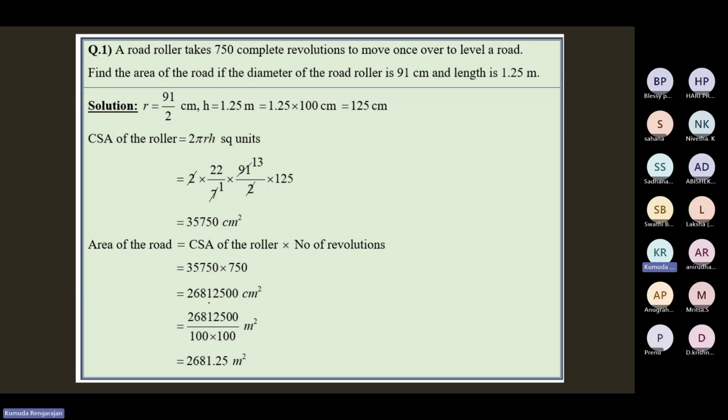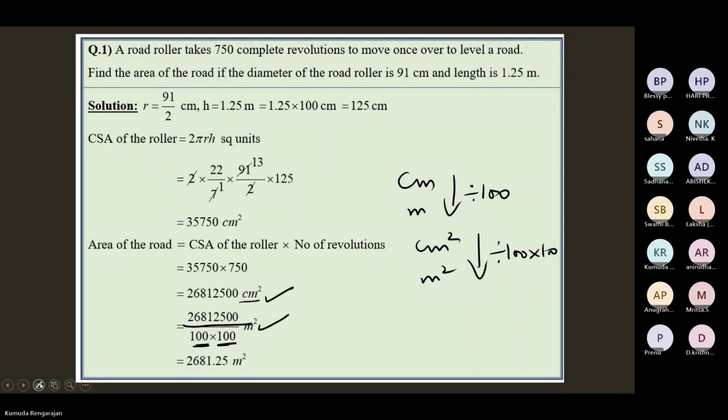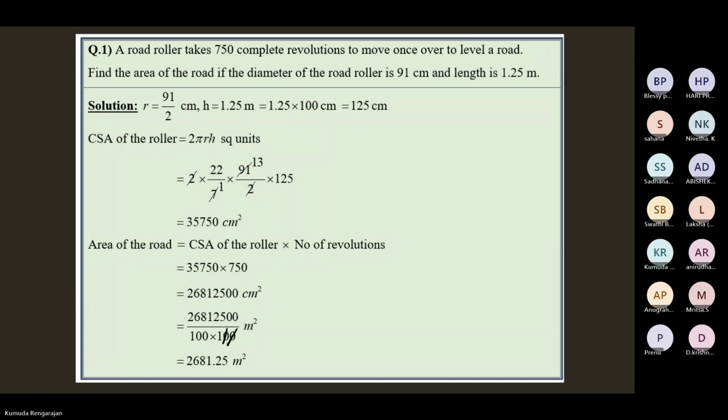Now this answer is too huge for centimeter square, so you can convert that to meter square. To convert centimeter to meter, we divide by 100. To convert centimeter square to meter square, you need to divide by 100 two times, 100 into 100. Then centimeter square is converted to meter square. So we have two zeros in the numerator and denominator, they get cancelled. And these two zeros shift the decimal point two places. So the answer is 2681.25.